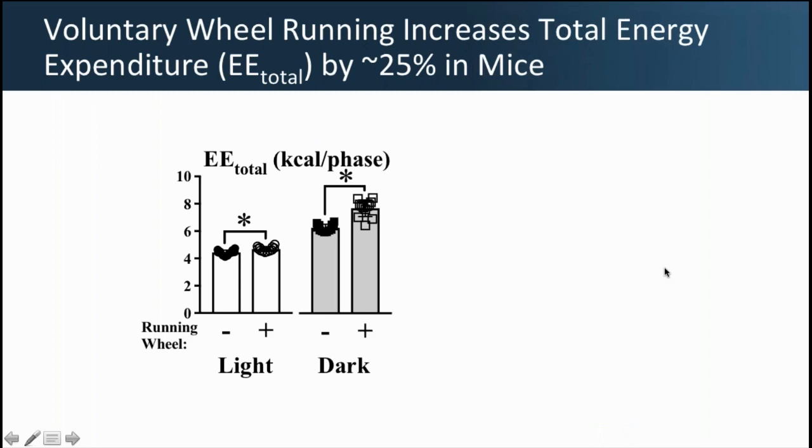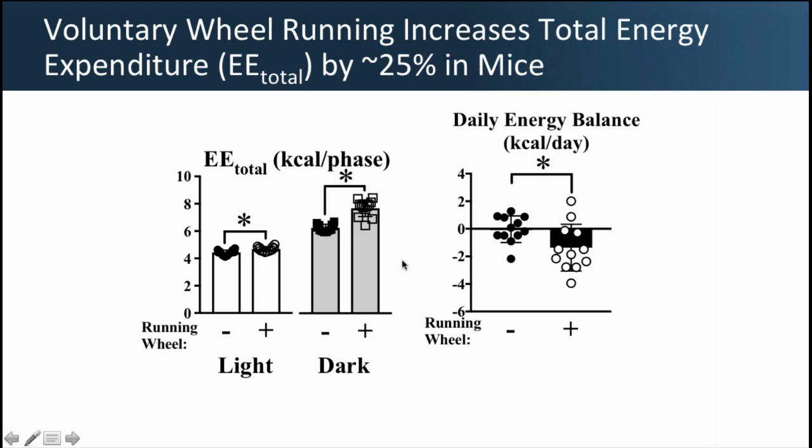And so just to show you as a group, the mice's overall energy expenditure increased about 25% when they were able to run on the wheel in the dark phase. Because these were all paired comparisons, we do see an increase in energy expenditure during the light phase, but this is a relatively small effect size compared to the dark phase. And the net effect of this on energy balance, which again is energy intake minus energy demand, is that energy balance became negative when they had access to a wheel, as you might expect.